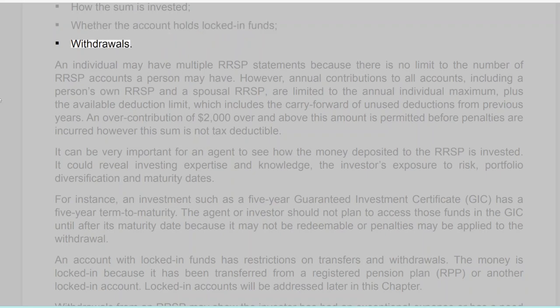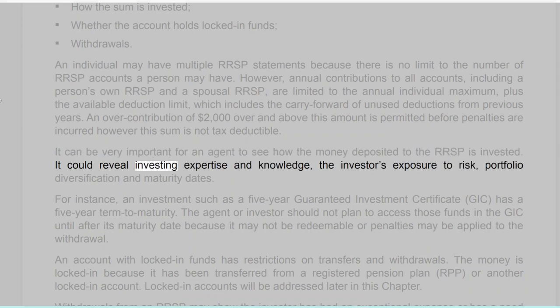Withdrawals. An individual may have multiple RRSP statements because there is no limit to the number of RRSP accounts a person may have. However, annual contributions to all accounts, including a person's own RRSP and a spousal RRSP, are limited to the annual individual maximum, plus the available deduction limit, which includes the carry-forward of unused deductions from previous years. An overcontribution of $2,000 over and above this amount is permitted before penalties are incurred, however this sum is not tax-deductible.